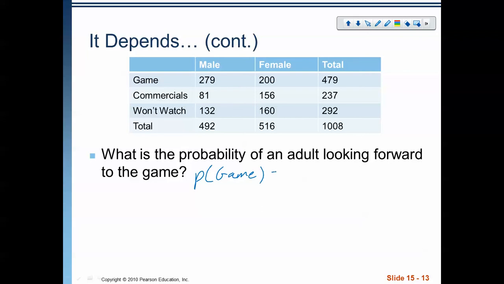P of game. Okay, so where on the table do I see the probability of the people who are looking forward to the game? These are the males looking forward to the game. These are the females looking forward to the game. These are the people looking forward to the game. And we're comparing that with the total amount of people. So the probability of looking forward to the game is 479 over 1008. And if we really wanted to be super special, we could do that decimal.